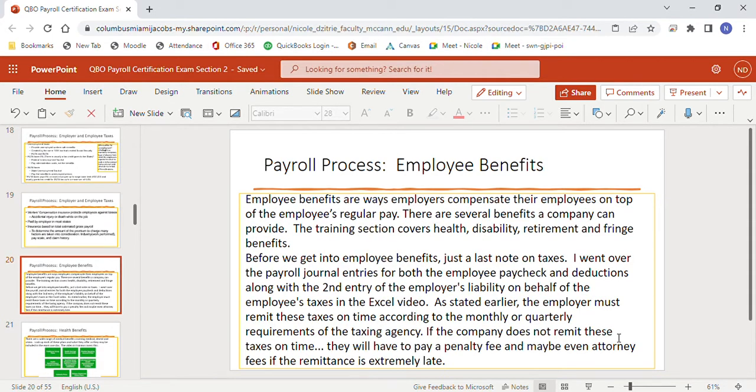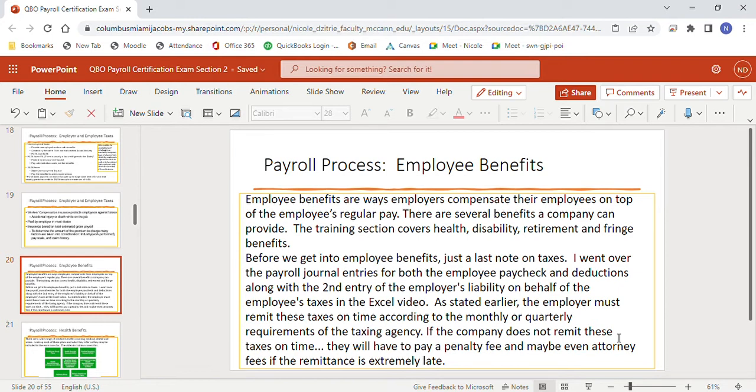So employee benefits are ways employers compensate their employees on top of the employee's regular pay. There are several benefits a company can provide. This training section covers health, disability, retirement, and fringe benefits.